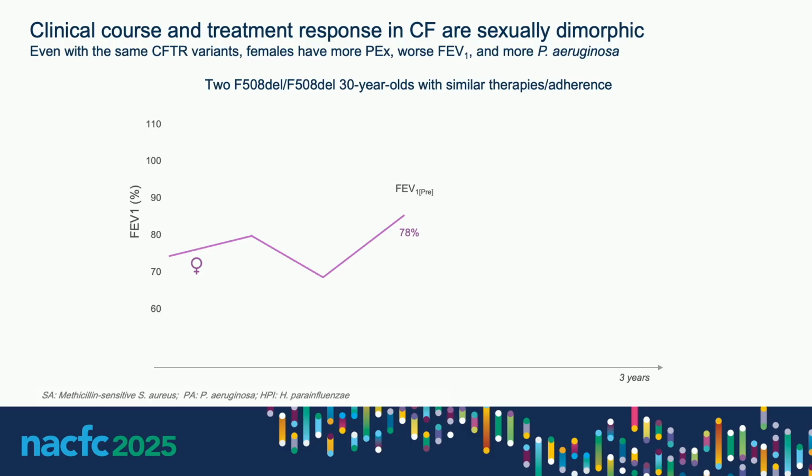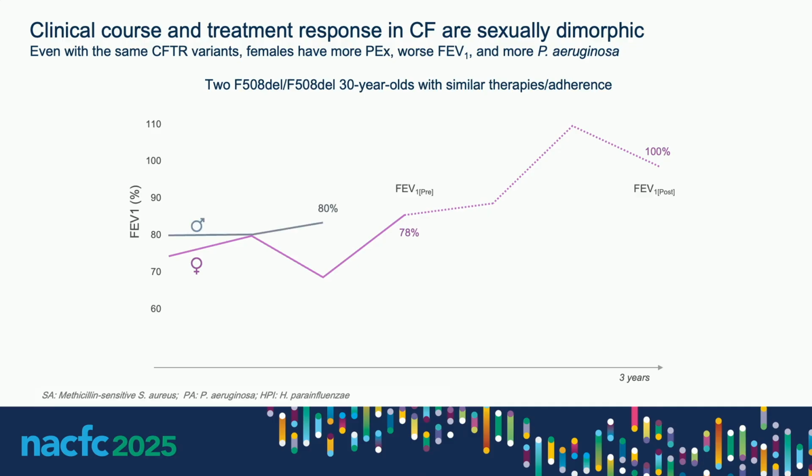One female, one male, same F508del homozygous, same age, same therapies, and how differently they behave in response to therapy. The female patient starts at an FEV1 of 70, which is a little bit lower than the male. Then she hits Trikafta, a huge bump in lung function, about a 50% increase.